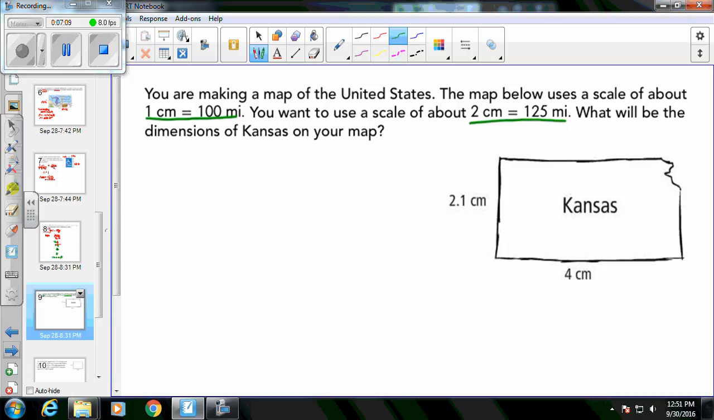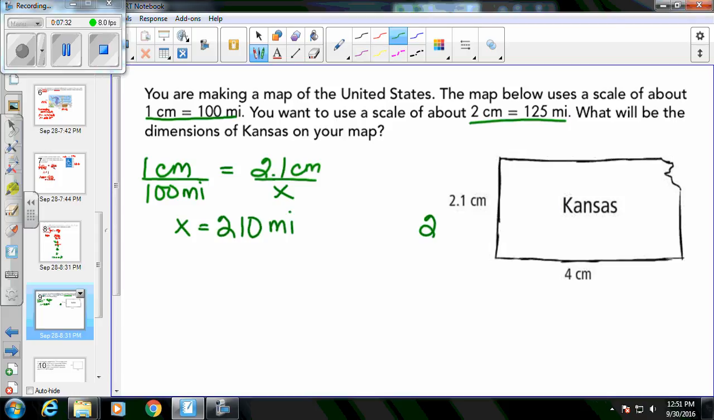So if 1 centimeter is 100 miles, we can easily figure out, setting up a proportion, and a lot of you probably already said, well, you just multiply 100 times 2.1 and you get 210 miles. So we multiply 4 by 100 and we're going to get 400 miles. Okay. Now we need to convert the other way.